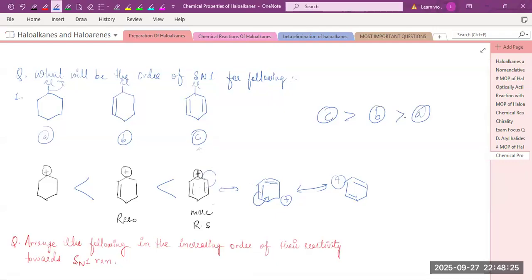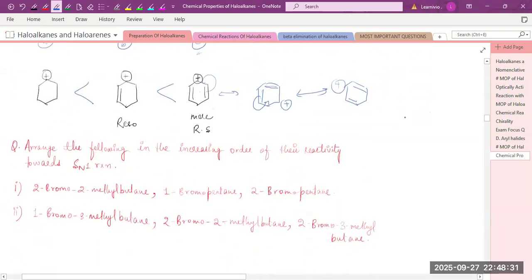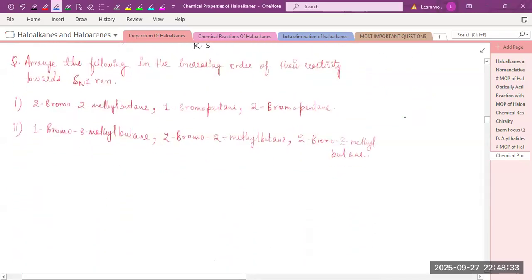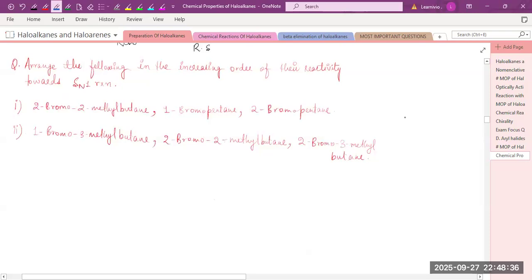Clear, Ahil? Any doubt in this? Okay, now do this question. Arrange the following in the increasing order of their reactivity towards SN1 reaction.